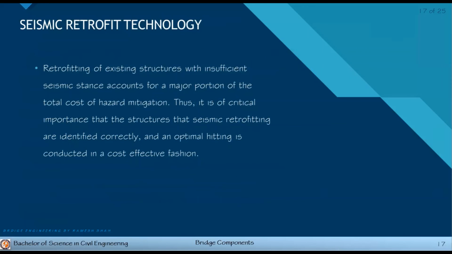So next is seismic retrofit technology. Retrofitting of existing structures with insufficient seismic resistance accounts for a major portion of the total cost of hazard mitigation. Thus, it is of critical importance that the structures that need seismic retrofitting are identified correctly and that retrofitting is conducted in a cost-effective fashion.